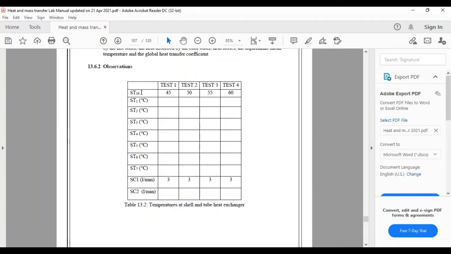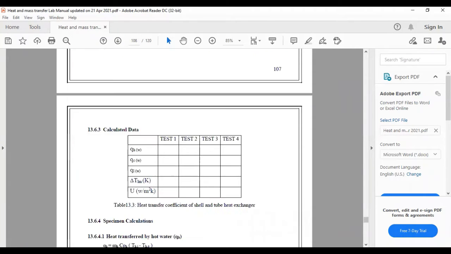Then we will change the initial water temperature of the hot water flow from the tank. I will show you that ST16 is a sensor placed in a water tank in which we are heating the water. We will increase its temperature, say maybe 50, 60, 70, whatever is needed for our experiment. Then accordingly, we will measure all of these temperature values after 10 to 15 minutes so that the readings are stabilized. In this way, we will take 4 sets of readings for this experiment.